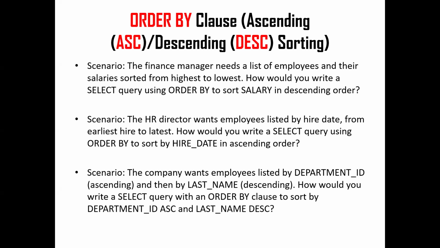For sorting data, the keyword is order by. And we say that if you want it to be sorted in ascending order, the keyword is ASC. And if you want it to be in descending, it is DESC. These are the different ways that you can use to sort information.